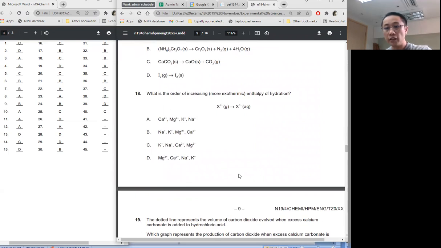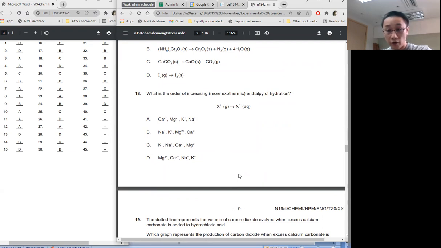Question 18 is about identifying the ion that has the most exothermic lattice enthalpy of hydration. The theory is that the more highly charged and the smaller the cation, the stronger the attractive forces between it and water molecules, which are polar and can undergo ion dipole attractions with the ions.